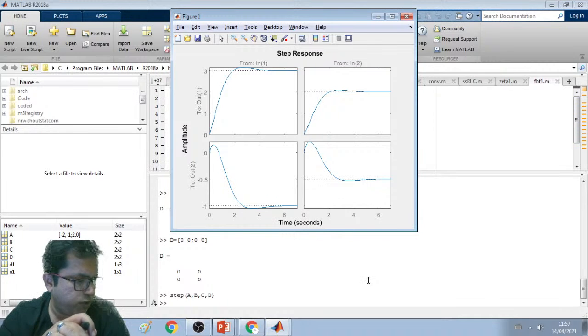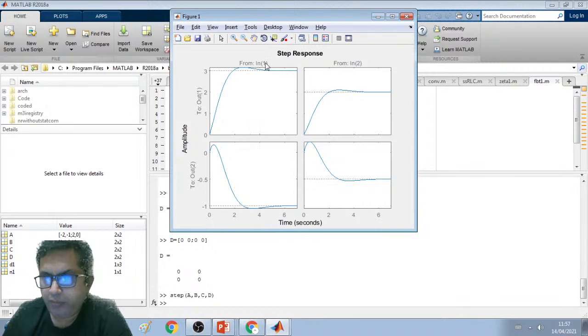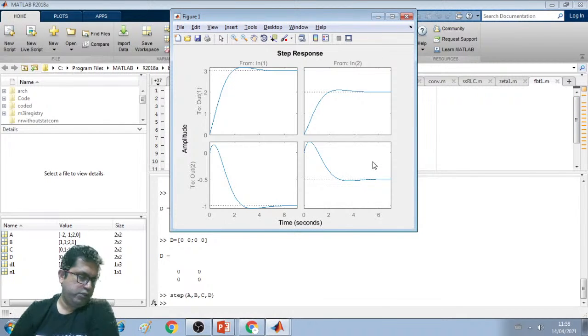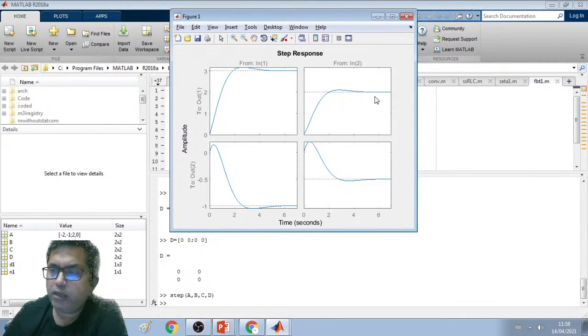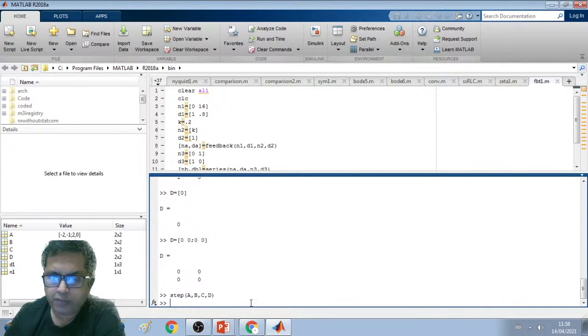So you get four responses: from input 1 to output 1, from input 1 to output 2, from input 2 to output 1, and from input 2 to output 2. So four responses you will get. In this way you can solve for these state space equations.